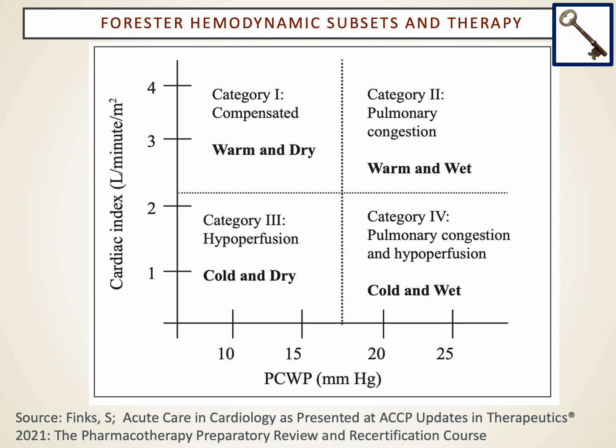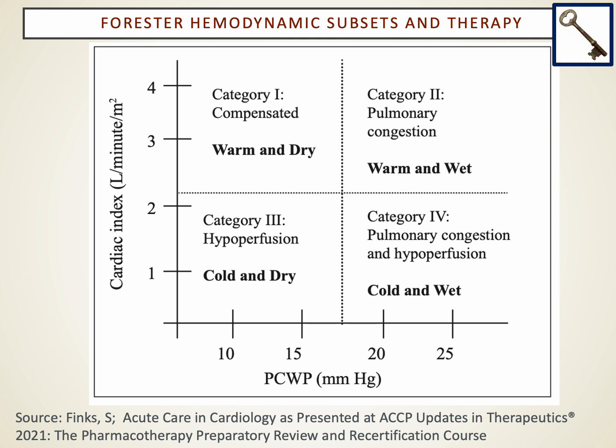I'm hoping that this gets talked about somewhere else in the curriculum as well. It may or may not. But the Forrester hemodynamic subsets are, for the most part, determined by, are they fluid overloaded or not? Do you have a cardiac output or cardiac index that is higher or lower? So where you want patients to be is category 1, that their wedge pressures are low, they're not fluid overloaded, and they're perfusing well, they've got a good cardiac output. We call those folks warm and dry.